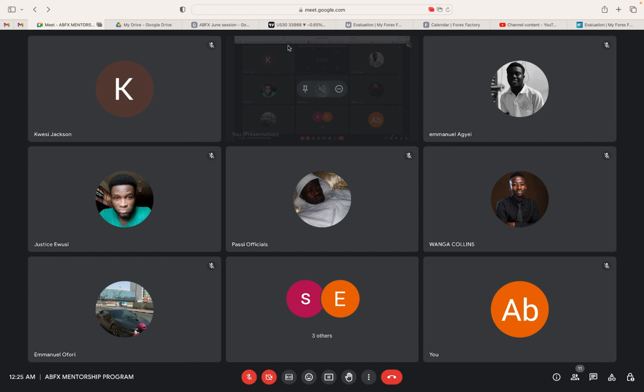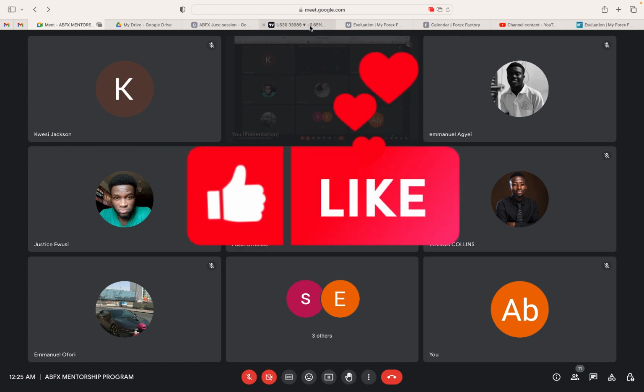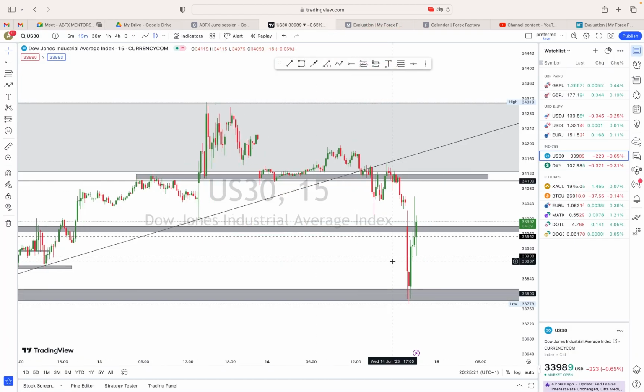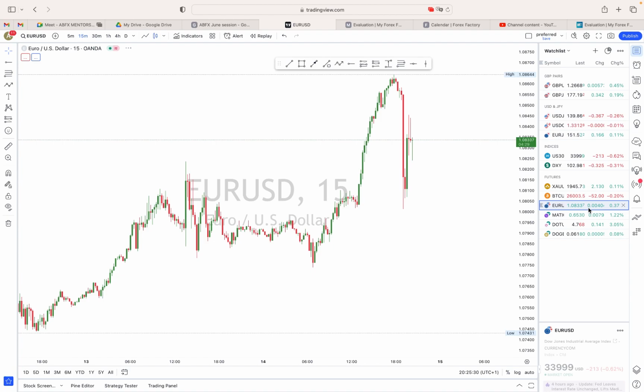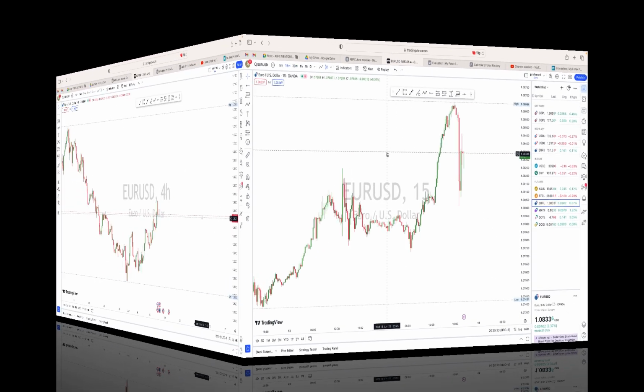That's why I'm going to be using charts. I'm not using PowerPoint, I don't want to use PowerPoint. I'm going to be using charts. So I want you guys to get used to the chart. Let me take a new chart, like EUR/USD. Alright, let me clear everything from here.